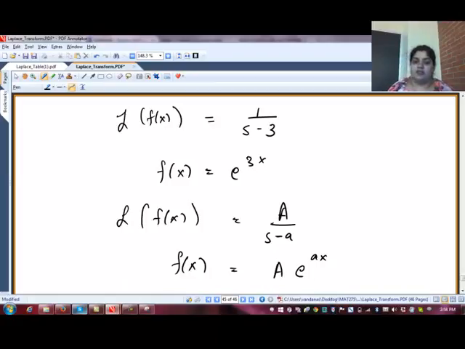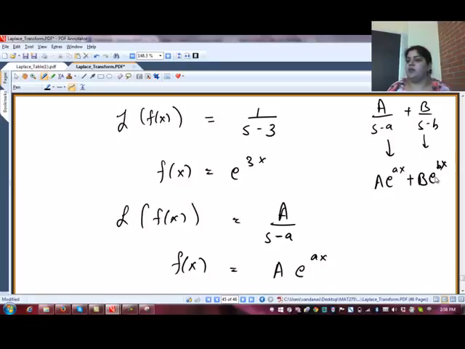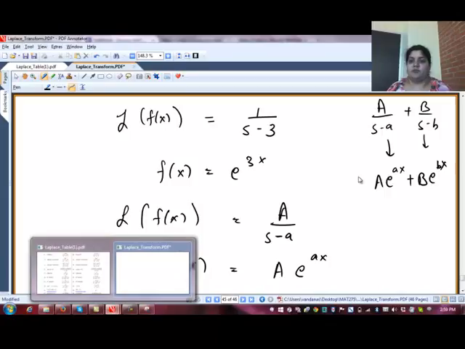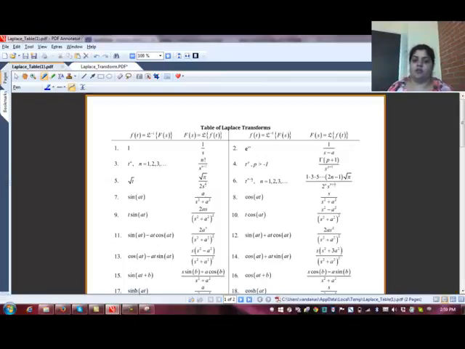And that's what this decomposition is saying, that if you have a function and you decompose it, then their inverse will be a e to the power ax plus b e to the power bx. That would be the function backwards. Okay, but you would say, well, why individually? It turns out the inverse Laplace transform is also linear.